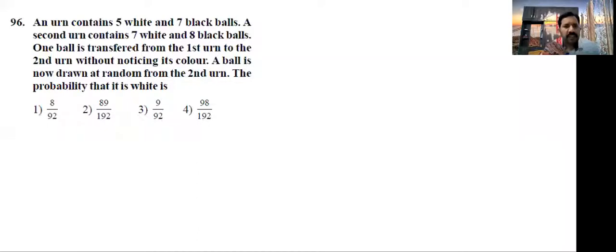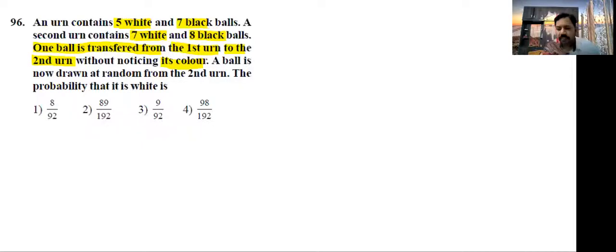An urn contains 5 white and 7 black balls. The second urn contains 7 white, 8 black balls. One ball is transferred from the first urn to the second urn without noticing its color. A ball is now drawn at random from the second urn. The probability that it is white.